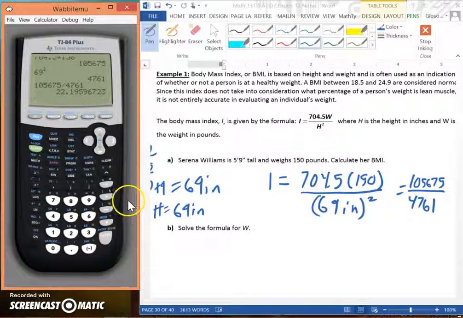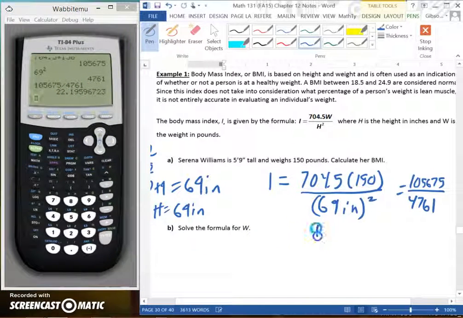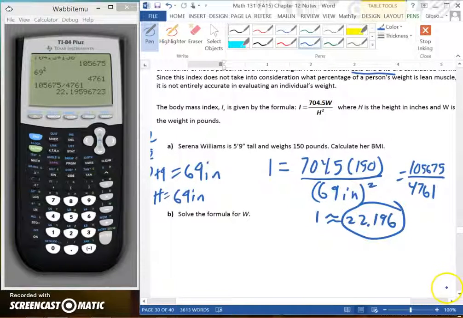That gives us approximately, well, we'll round this to 3 decimal places. Our I would be approximately 22.196. Since we had 22.196, it falls into that healthy BMI range stated in the earlier problem, but they just wanted us to give the numerical answer.